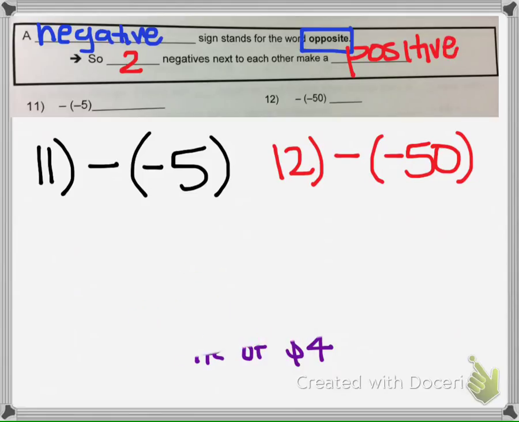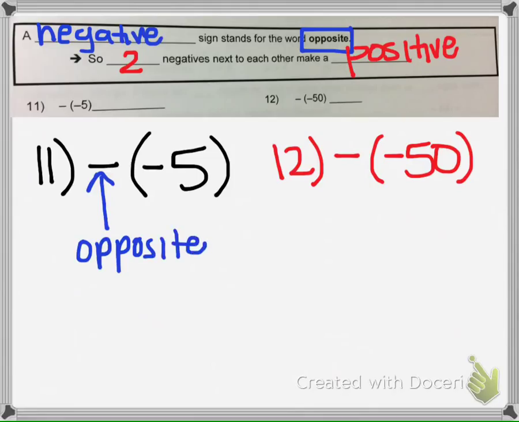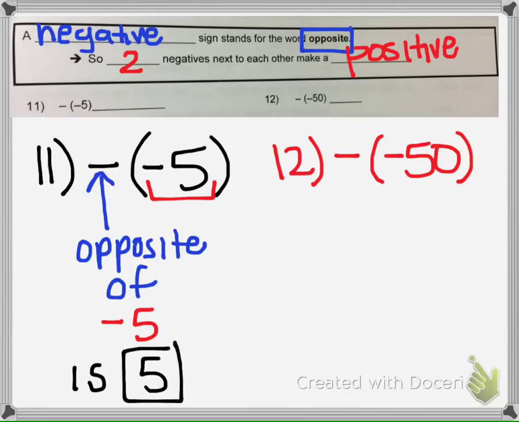So if we take a look at example 11 here, this is saying this symbol here means opposite. And it's saying what is the opposite of negative 5? So the opposite of negative 5 is just 5. Another way to think about it is this negative right here, when it distributes into the parentheses, it makes it opposite. So it's going to make this a positive 5 here.